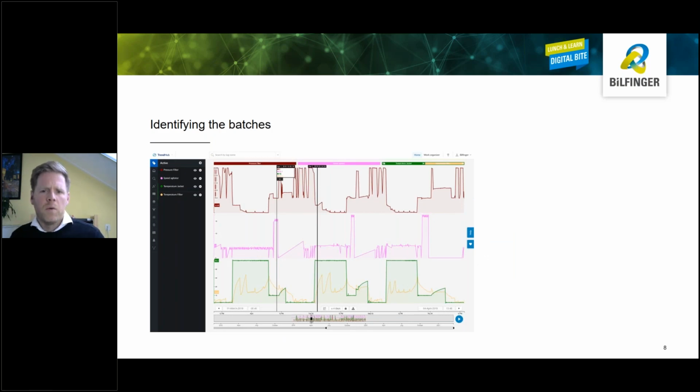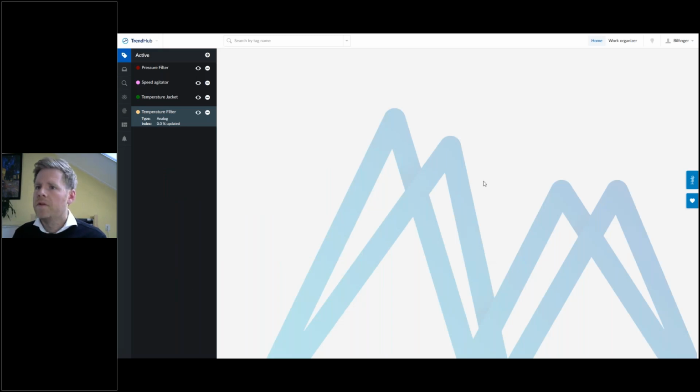And now let's see if we can identify the batches and individual steps. For this, I will open up a tool called TrendMiner. This is a well-known tool within the industry. It can be used to explore and analyze time series data in a fast and user-friendly way. So let's open it up. So here we have TrendMiner.